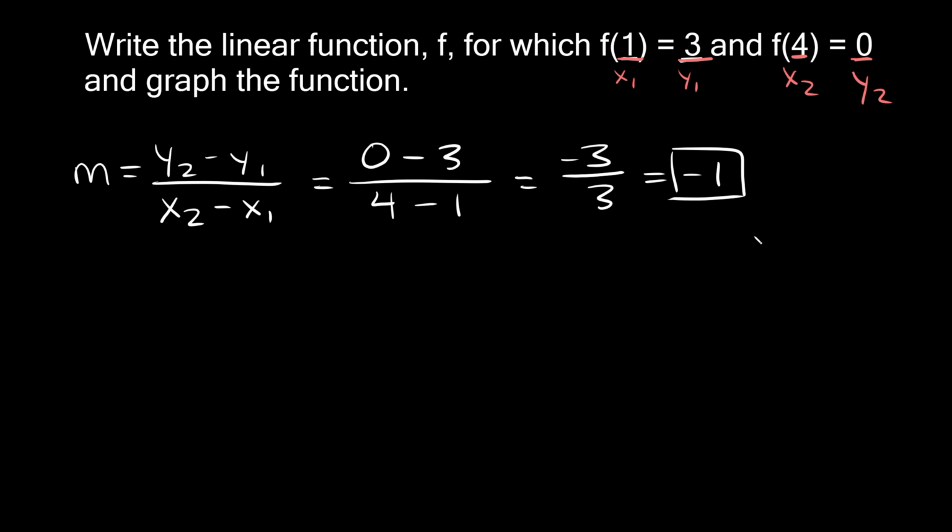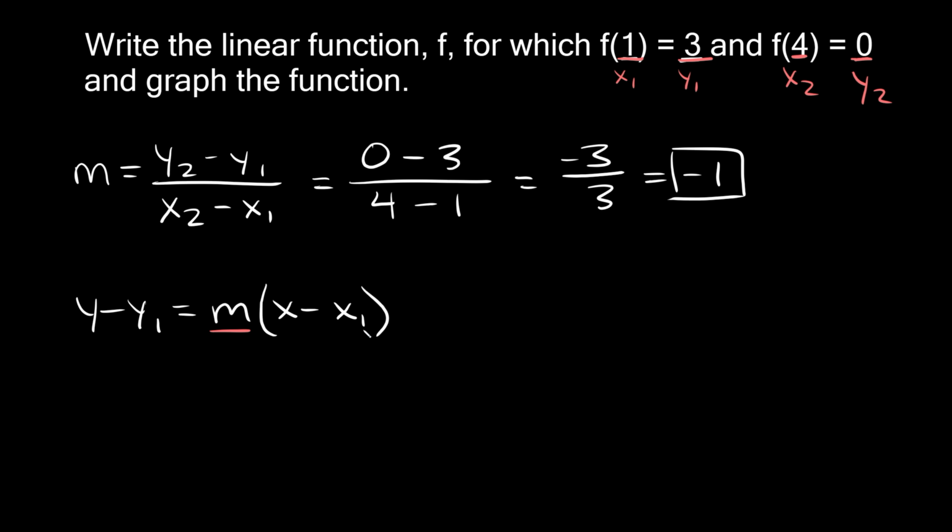The last thing we have to do is write the rest of the function, which we can do using the point slope formula. If you don't remember, the point slope formula is y minus y sub 1 is equal to m times x minus x sub 1. We know a few of these values. First of all, we know the slope. We just found that. It's equal to negative 1.